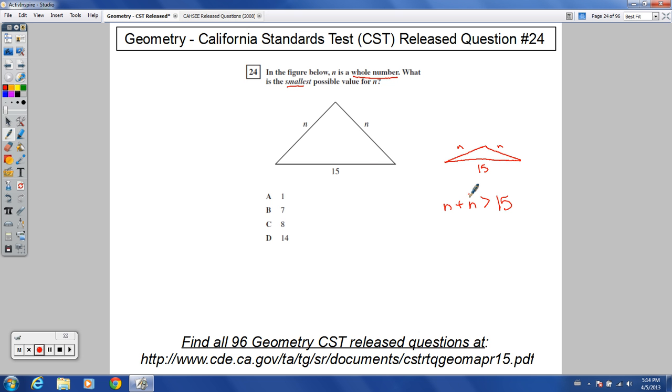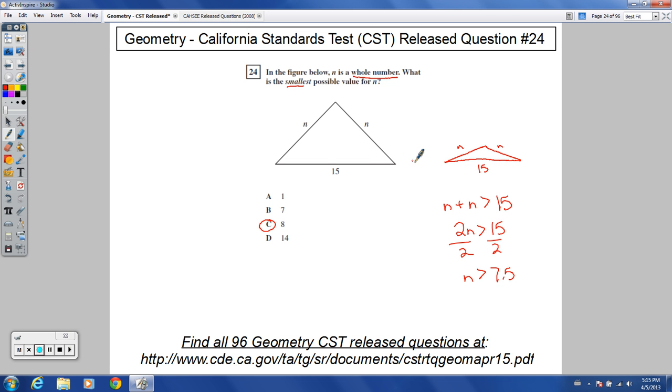That's an algebraic way to think of it. And so that would mean 2n has to be greater than 15. And if you divide both sides by 2, that means n has to be greater than 7.5. What's the first whole number that's greater than 7.5? First whole number would be 8.